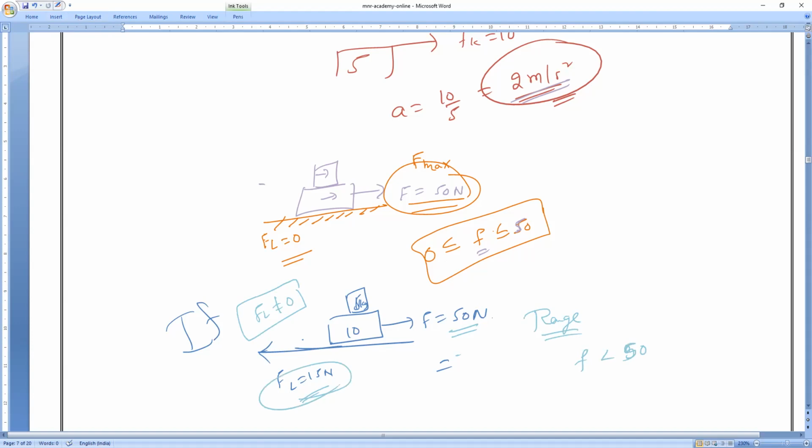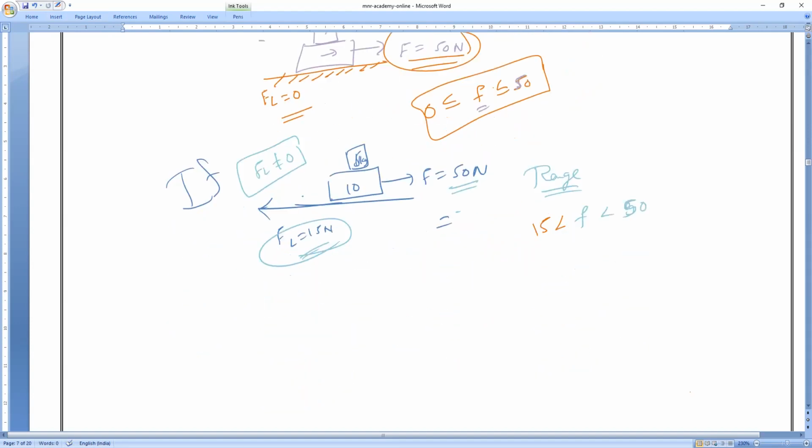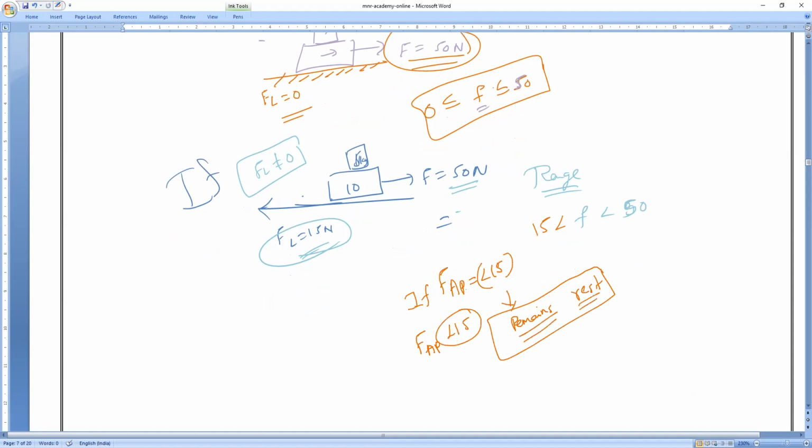So what will happen? The value of F maximum force varies from where to where? 0 to 50, or 15 to 50? It will act from 15 to 50. Understanding? Suppose if applied force is less than 15, what will happen? Both the bodies will remain in a state of rest. If applied force is less than 15, then it will remain in a state of rest. Am I right, everybody?